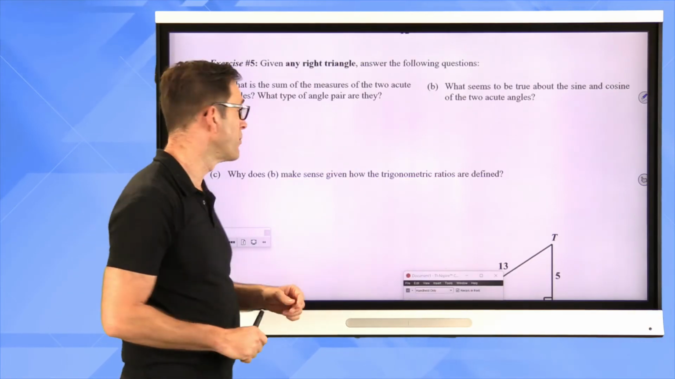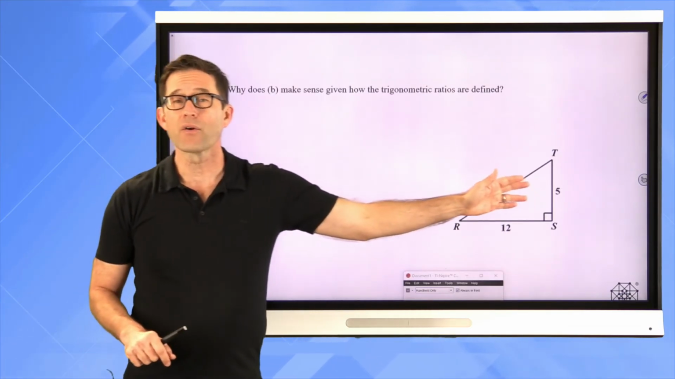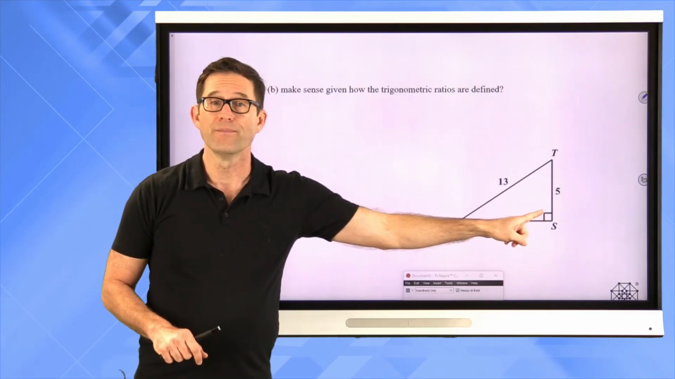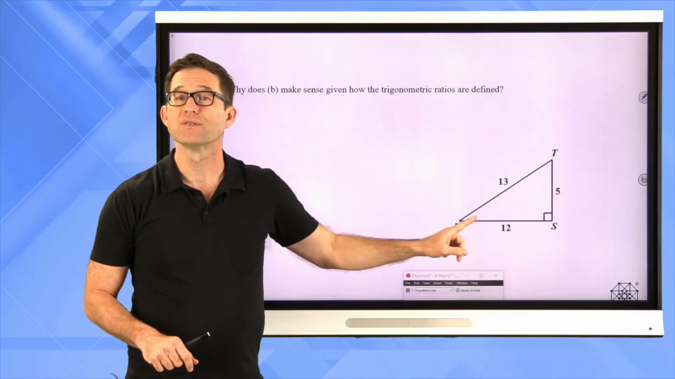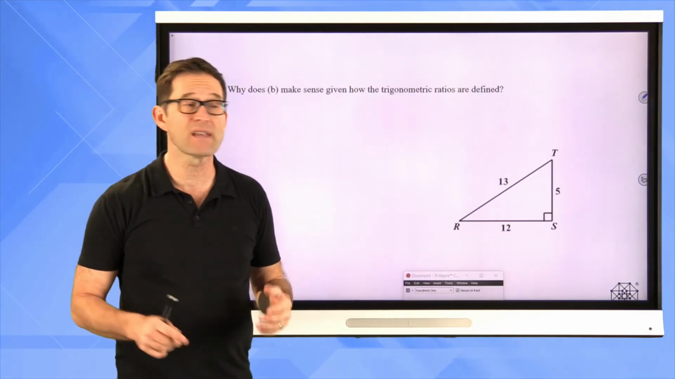Well, think about this for a minute. This is actually very, very important, right? When I've got a right triangle, you've got the 90-degree angle, and of course all three angles have to add up to 180, so that means that the two acute angles must add up to 90. They must add up to 90.